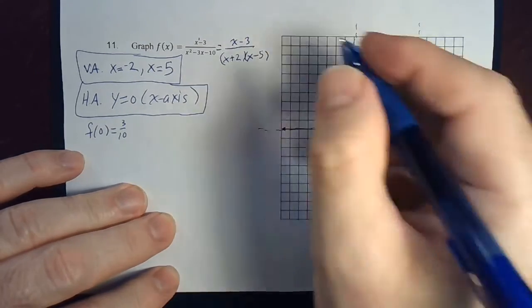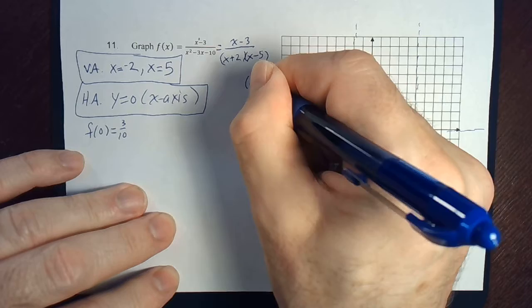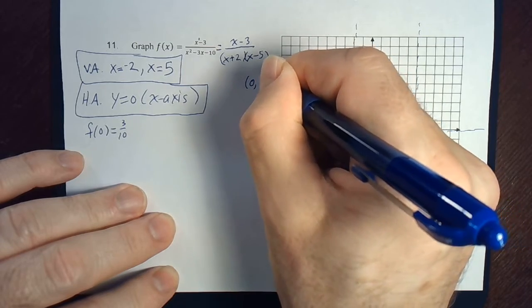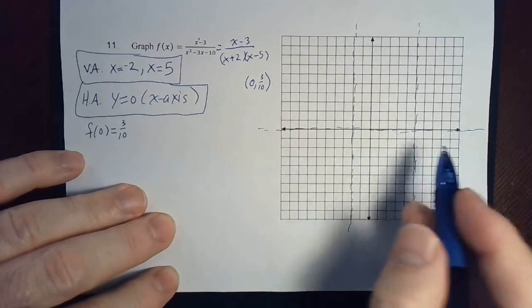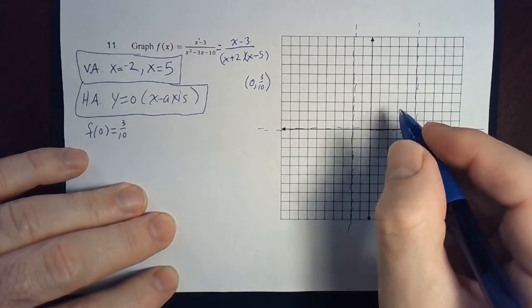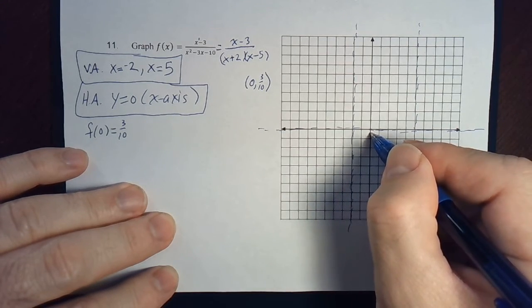So let's see where I can write these. I'll write this, 0, 3/10. That's one ordered pair, and I'll go ahead and plot it. 3/10 is just a little less than a half, or a little more than a quarter. So it'd be about like that.